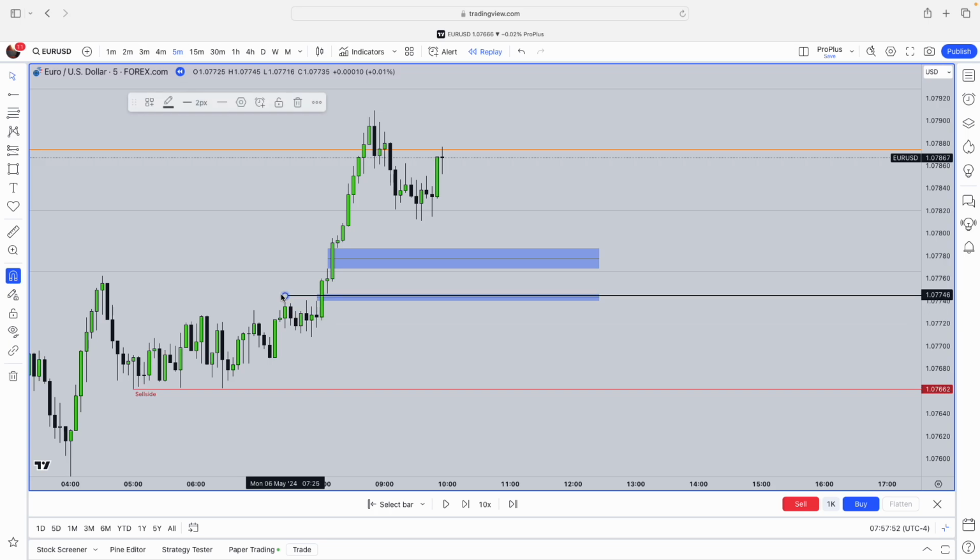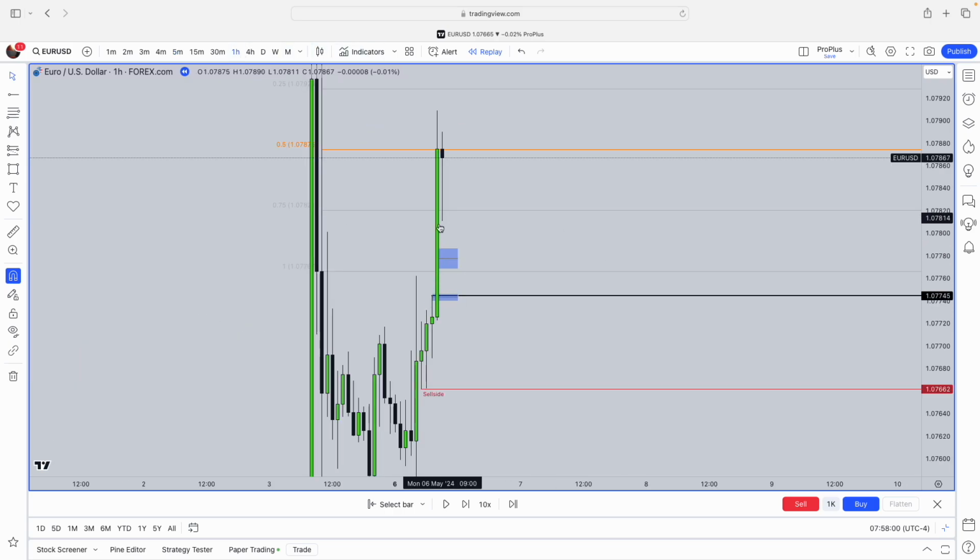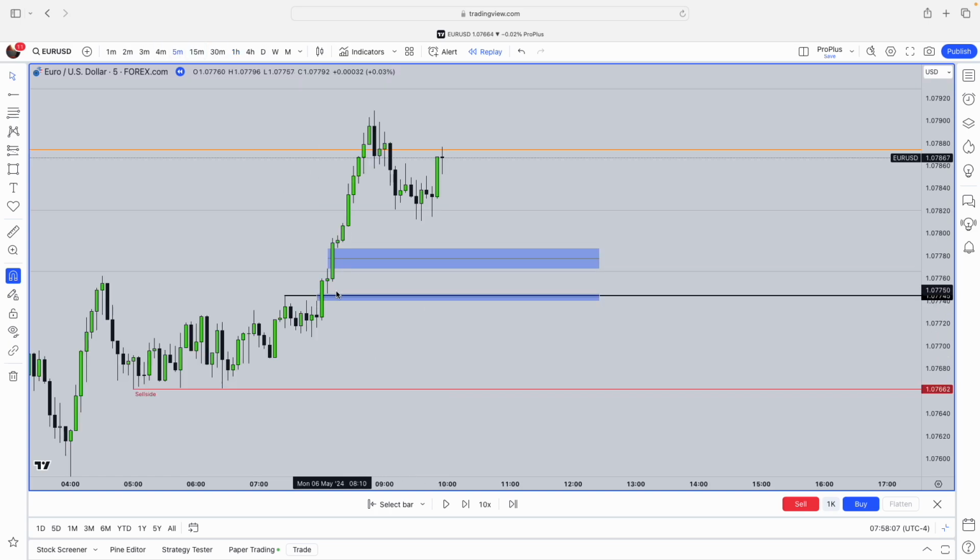So this was the 1 hour here. That's the 1 hour fair value gap, so BISI low. So if we look at that here, that's the 1 hour BISI low here, so the high of this candle. So it matches with the discount and that 5-minute BISI. So that matches all three. So that's quite nice, to be a strong draw on liquidity.